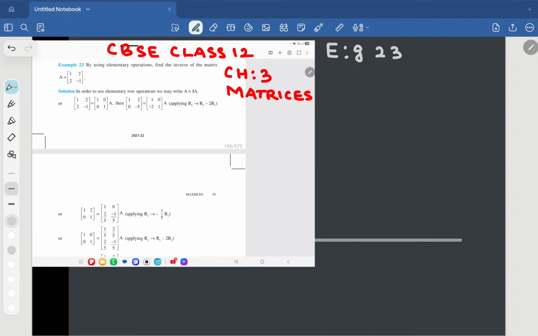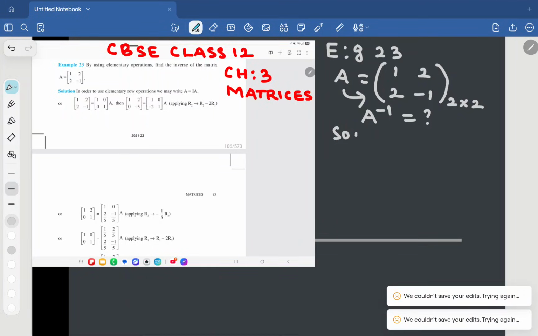In this video, I am going to discuss example 23 from chapter 3 matrices for CBSE class 12 mathematics students. Example 23: by using elementary operation, find the inverse of the matrix A. What is A? A = [1 2; 2 -1]. With the elementary operation, we have to find the inverse of A. Inverse of A means A power minus 1. Here the order of A is 2 cross 2.